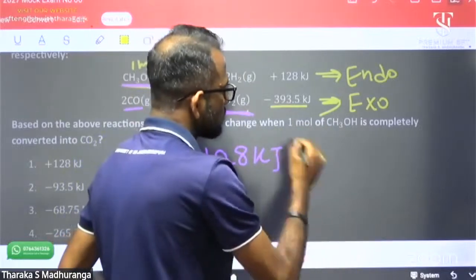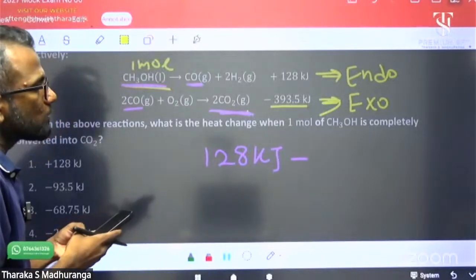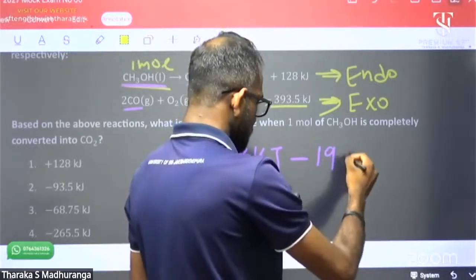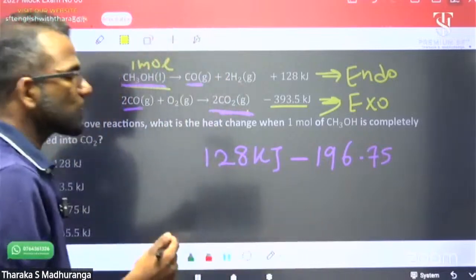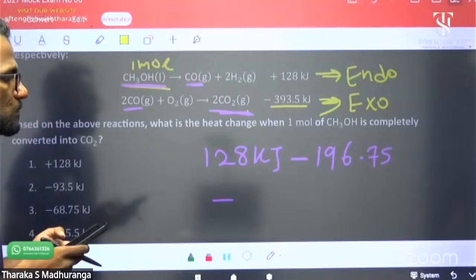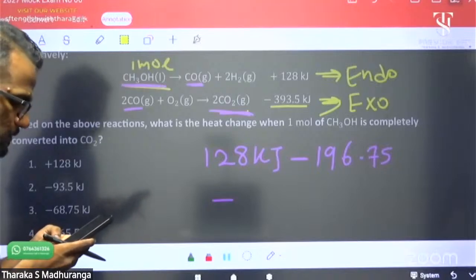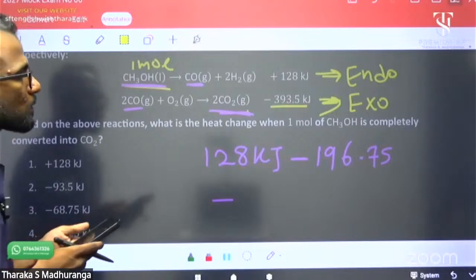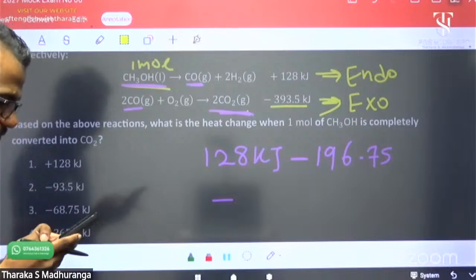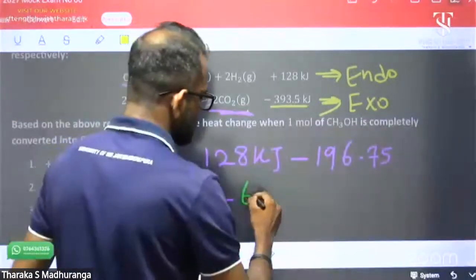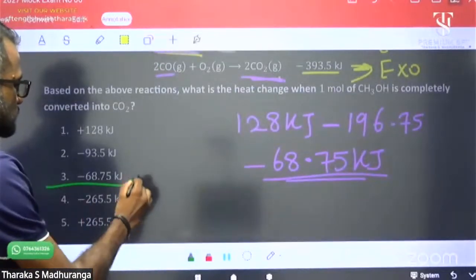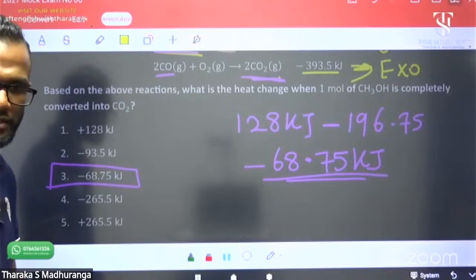393.5 divided by 2, it is minus 196.75. Now you can get the difference. It is a minus value definitely. Minus value. Yeah, minus value. 68.75, minus 68.75 kilojoule. Are you clear?